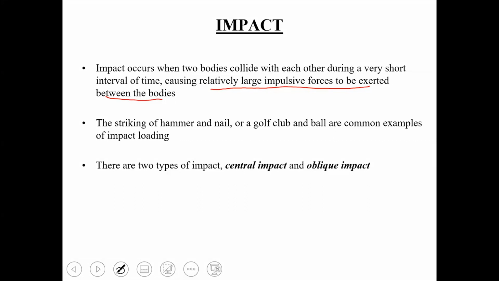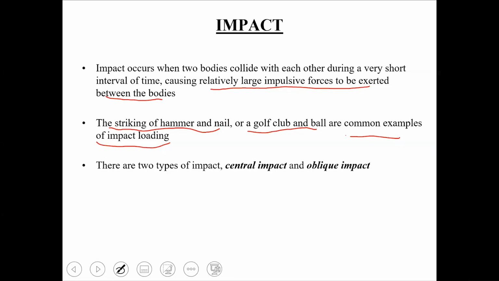For example, the striking of a hammer and a nail. जब भी आप hammer और nail को strike करते हैं तो क्या होता है कि hammer nail को strike करने के बाद it is going to rebound back. So the striking of hammer and nail, or golf club and ball, or bat and ball are common examples of impact loading.